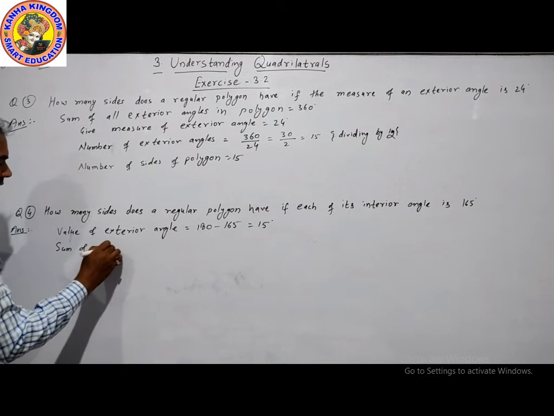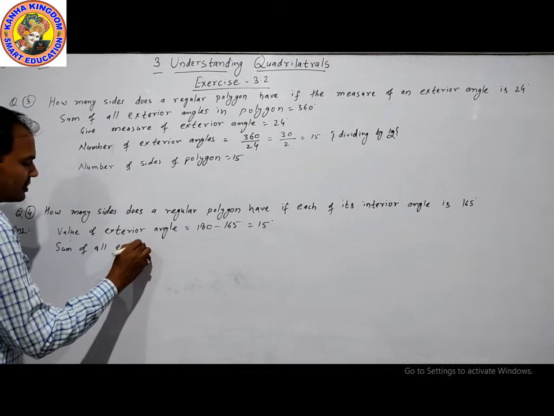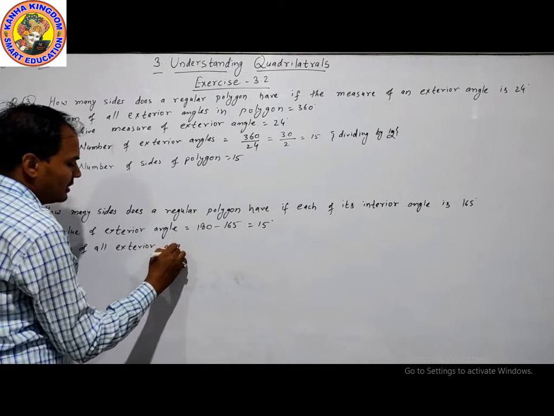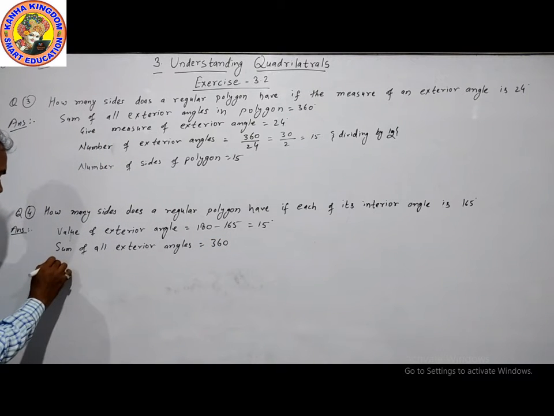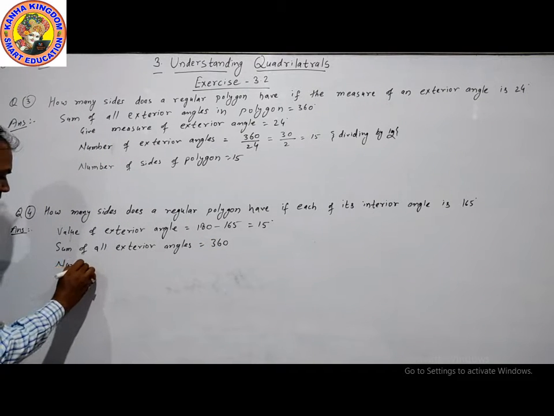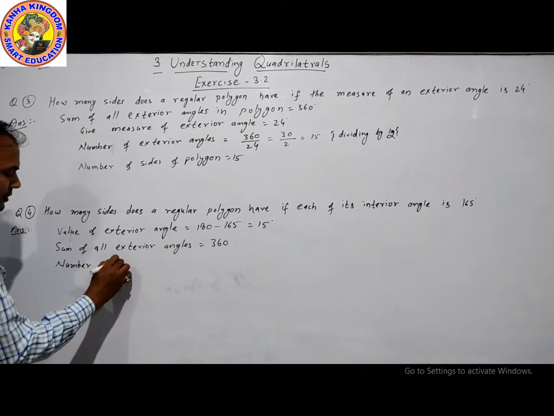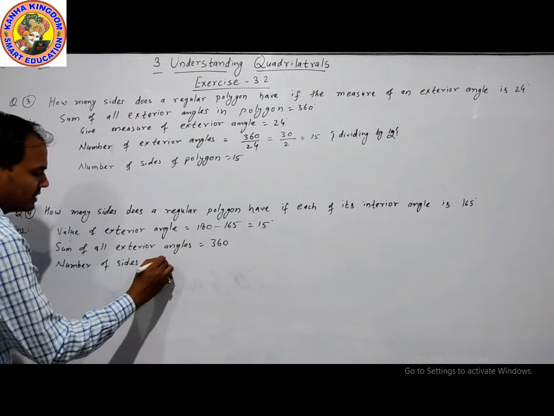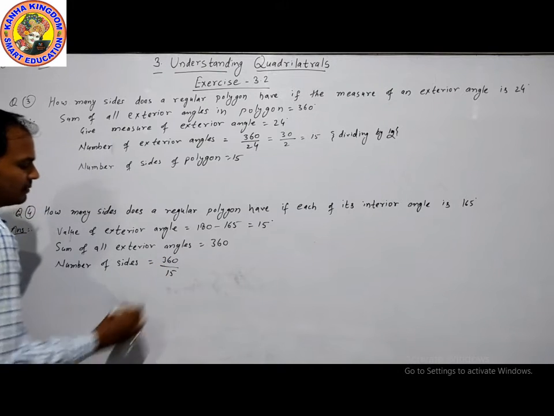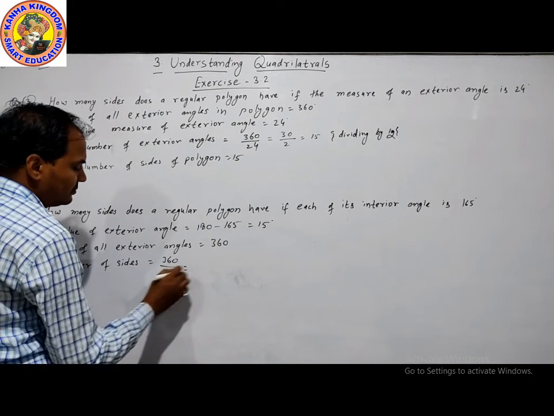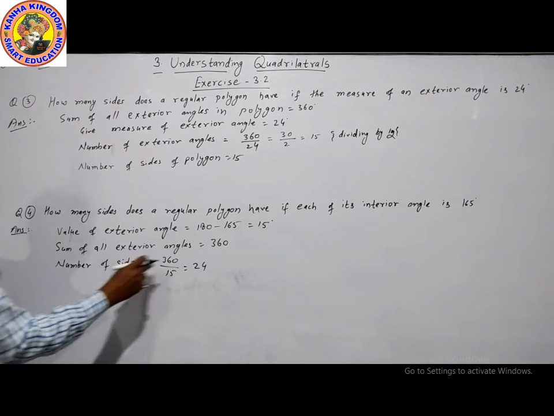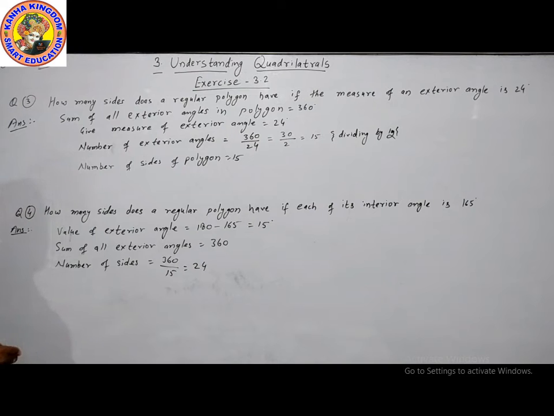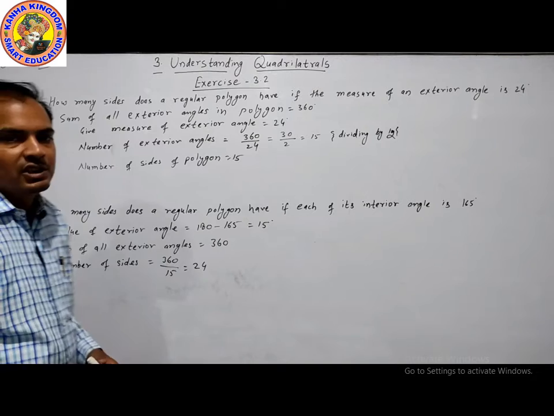The sum of all exterior angles is 360 degrees. So the number of sides is 360 divided by 15, which is 24. So the number of sides is 24. The number of angles and number of sides are equal. The number of sides is 24.